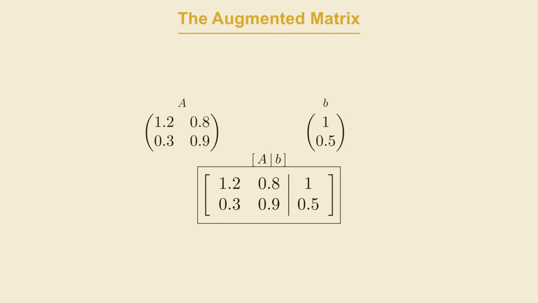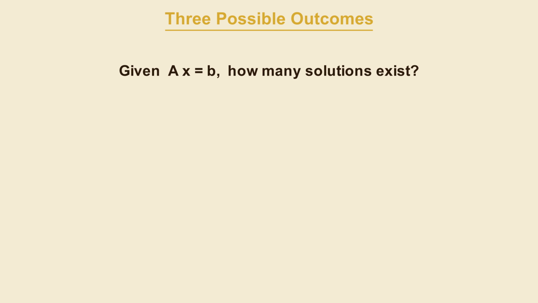So that's the basic packaging. The system of equations is a collection of linear constraints in the unknowns. The matrix form AX equals B is a compact statement of the same system. The augmented matrix puts everything into a single table. Before we move on, there is one important question worth previewing. When we have a system AX equals B, how many solutions does it actually have?